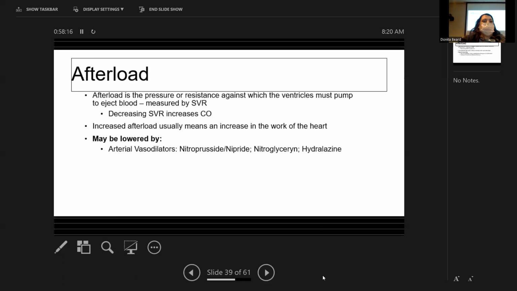So you can lower afterload by vasodilators: nipride, nitroprusside, nitroglycerin, hydralazine. The two inotropes that will lower afterload are dobutamine and milrinone. That's why they can cause hypotension. Milrinone in particular, because it's much slower excreted. It's also renally excreted, and a lot of our patients have renal failure.